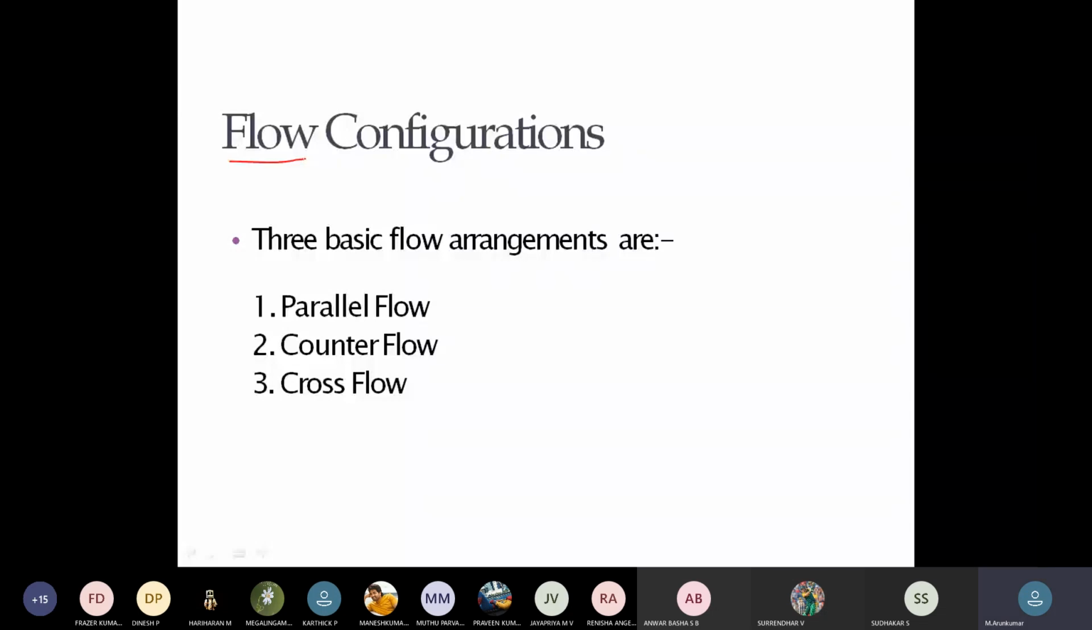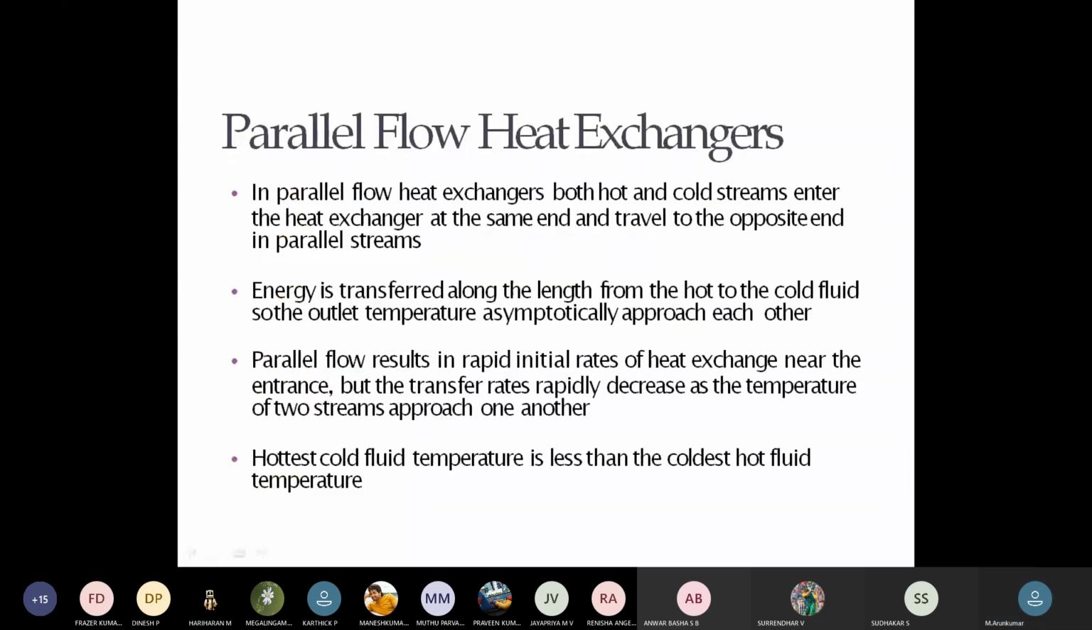Based on the flow configuration, we can classify the heat exchanger into three. One is a parallel flow heat exchanger, then we have counter flow heat exchanger, then we have cross flow heat exchanger. Then what is a parallel flow heat exchanger?